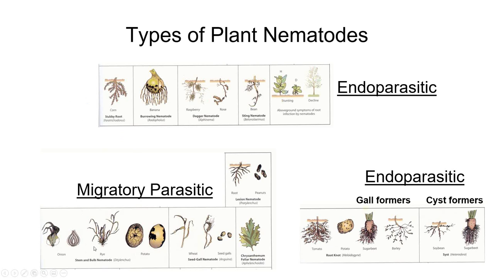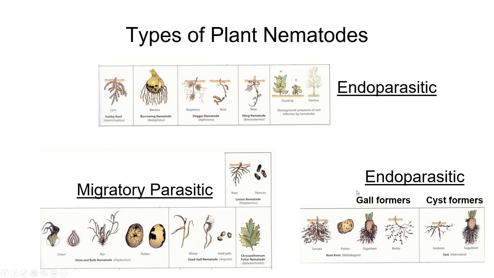Okay. And then we have over here the lesion nematode that we're going to talk about, where the nematode will penetrate the roots, grow within the roots, move around the roots, cause damage and cause lesions or black areas, spots on the roots that compromise their ability to take up water and nutrients. Okay, we're going to talk more about the lesion nematode in the context of the prairies.